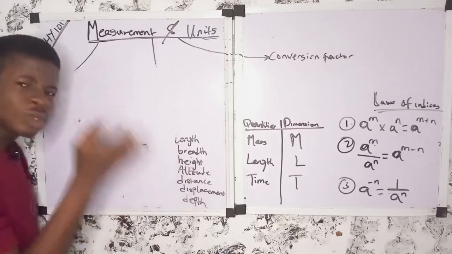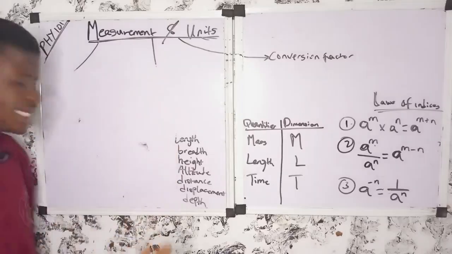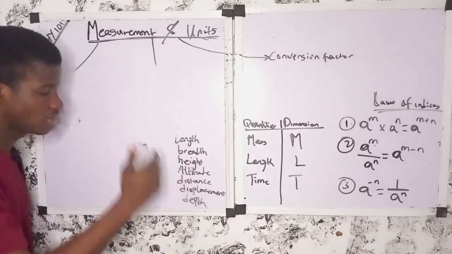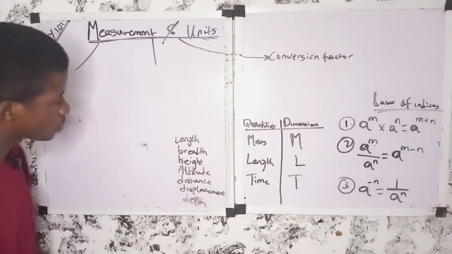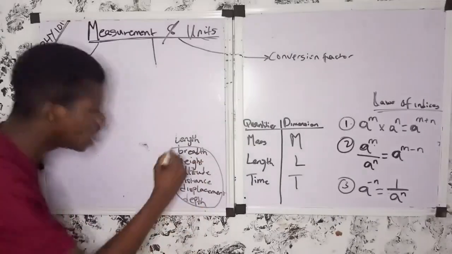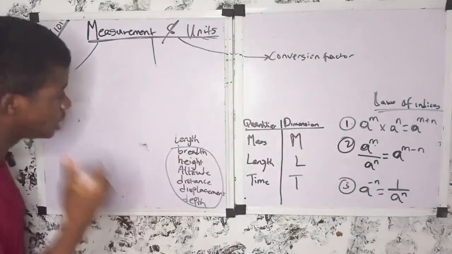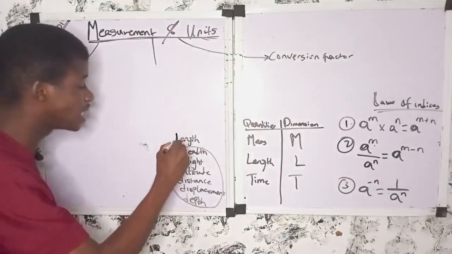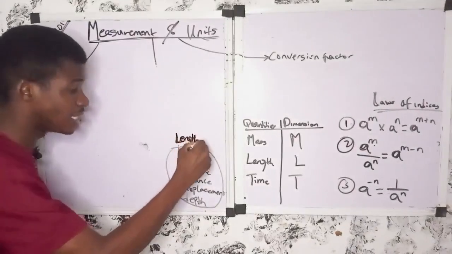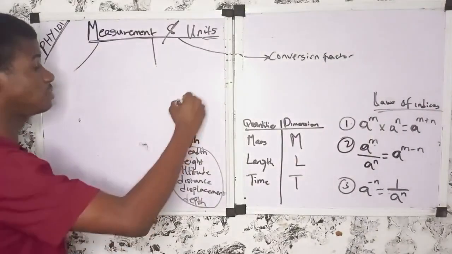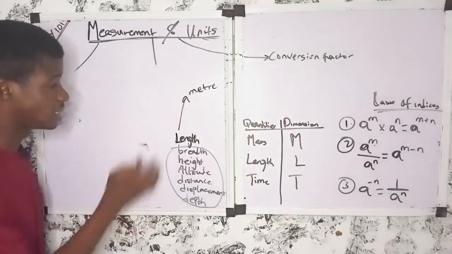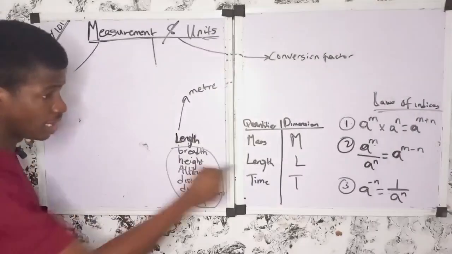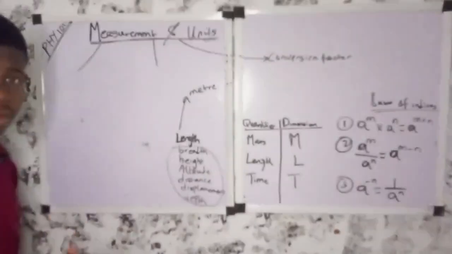If you look at some quantities here: length, breadth, height, altitude, distance, displacement, and depth. Take note. Remember, the SI unit for length is meter, right? The SI unit for length is meter, while the dimension of length is capital letter L, right?